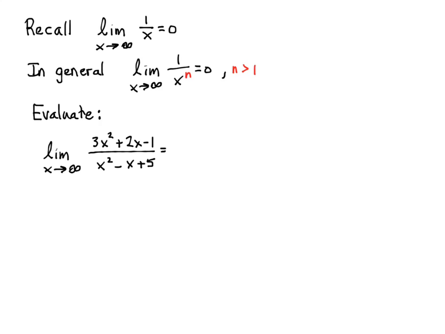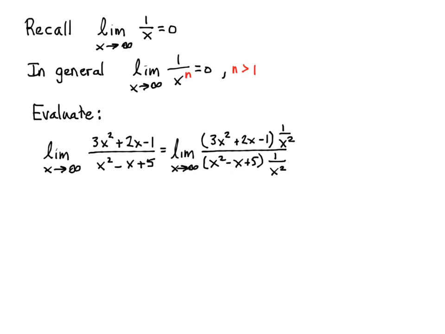When we tried to find the long-term behavior of a rational function, the ratio of two polynomials, we were kind of doing that in an arm-waving fashion. We didn't really do that so rigorously. But now that we have this particular limit, this allows us to see it a lot more clearly. So the trick here is that we're going to take the highest degree in the polynomial, which is x squared, and multiply both the numerator and the denominator by 1 over x squared.